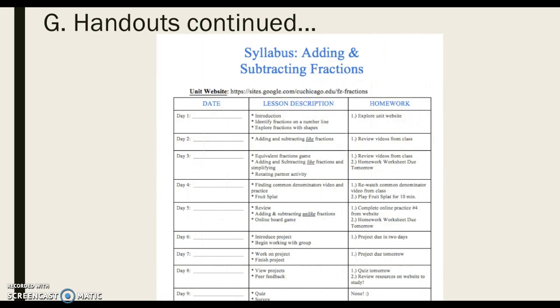This is our second handout. This is our unit syllabus that students will be given on day one. It lays out the description of what they can expect to happen each day as well as the homework, and it also includes our unit website.